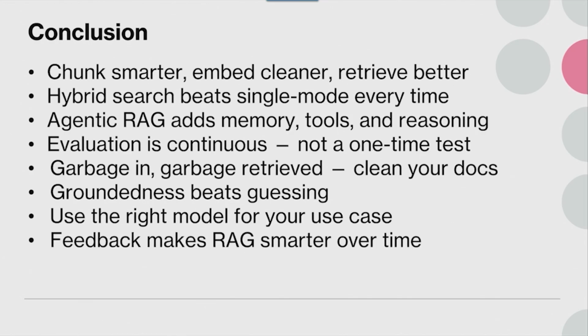The conclusion, really, before I give you a quick demo, we only have about 10 minutes, but the conclusion: chunk smarter. With the questions I was asking, yes, you have to find the best chunking mechanism. There is a lot of them. Embed cleaner, retrieve better. Hybrid search beats single mode every time, okay? Hybrid, which means keyword and semantic search together. Agentic RAG adds memory, tools, and reasoning. Evaluation is continuous, not a one-time thing.